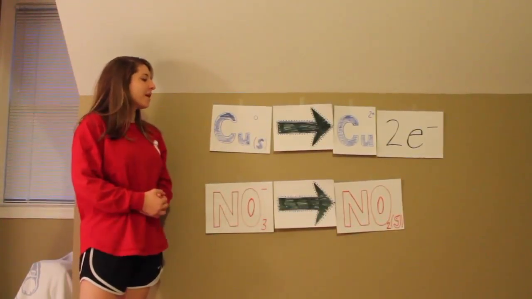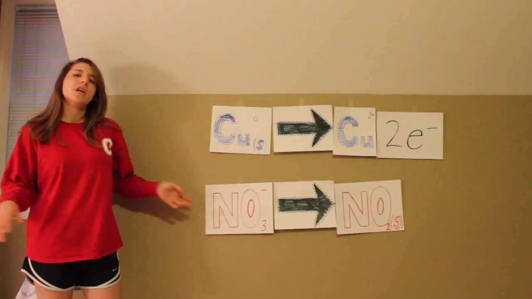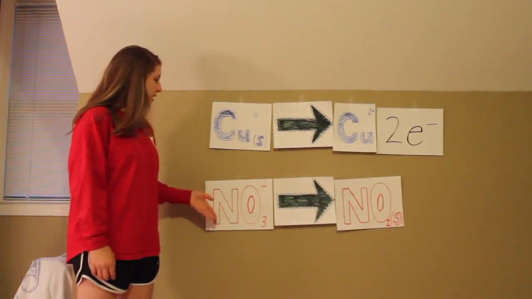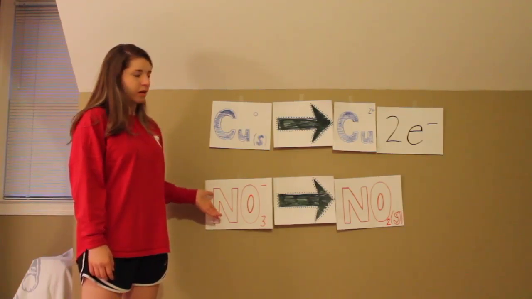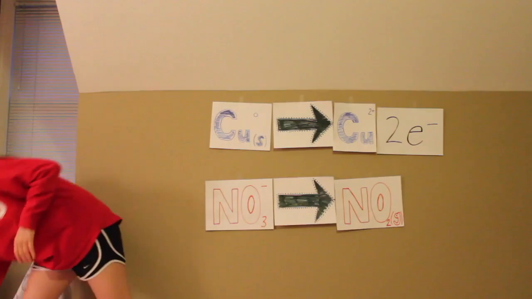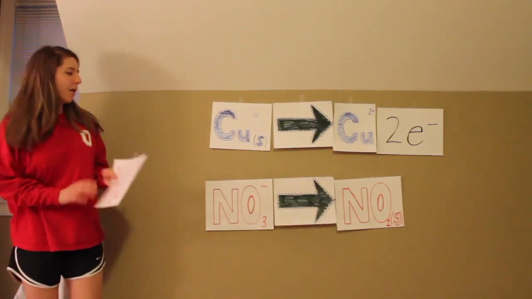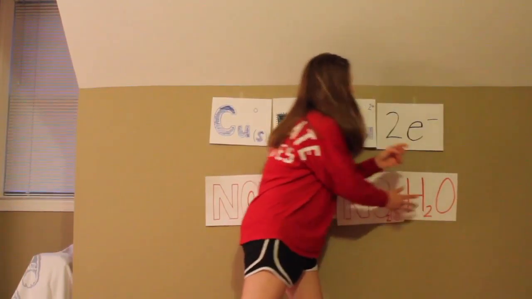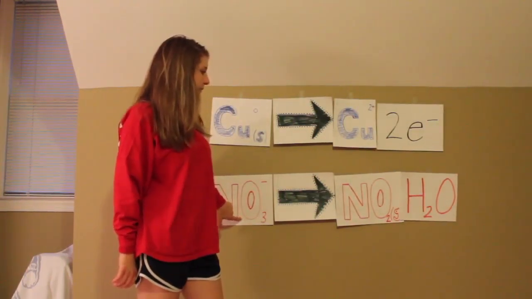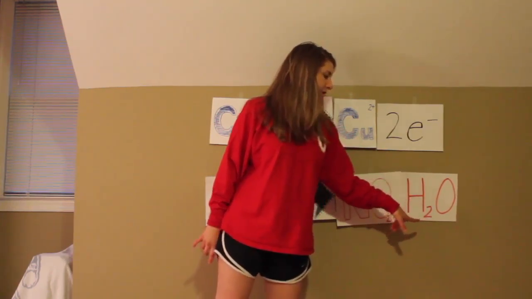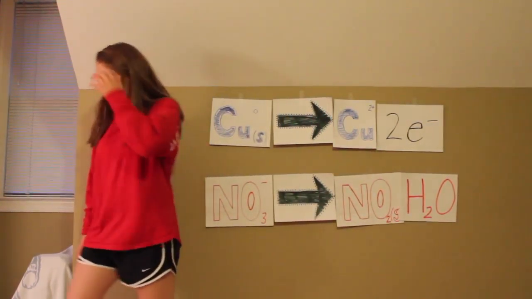Okay, so the next step is to balance the reduction reaction. So the first thing we're going to do on that is balance anything other than O or H, but nitrogen is balanced on this, so we're good there. Then we're going to balance out the oxygens. So to do that, we're going to add H2O to this side, because there's 3 oxygens on this side and only 2 on this side, so we add H2O to make it 3 oxygens on that side.